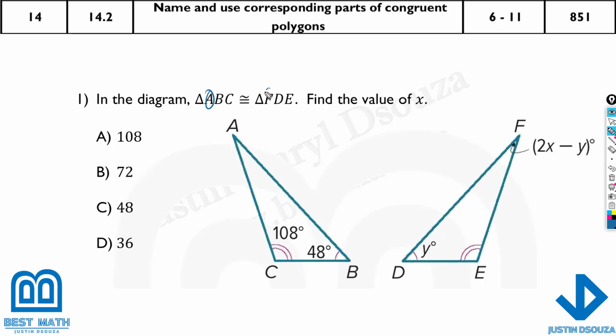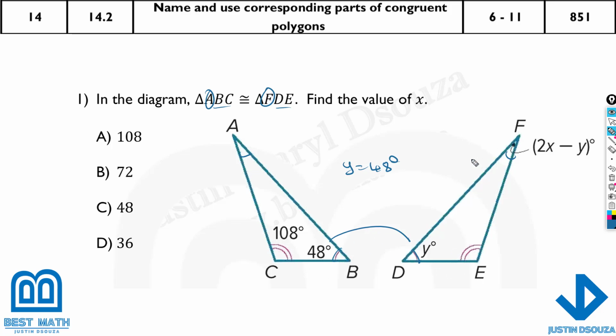This means the first letters, the angles A and F, are equal. B and D are equal. Where is B? This one and this one are equal. So what is y degrees? B and D are equal, so y is 48 degrees. But that is not what we need to find. We have to find x. And lastly, we have C and E that are equal.